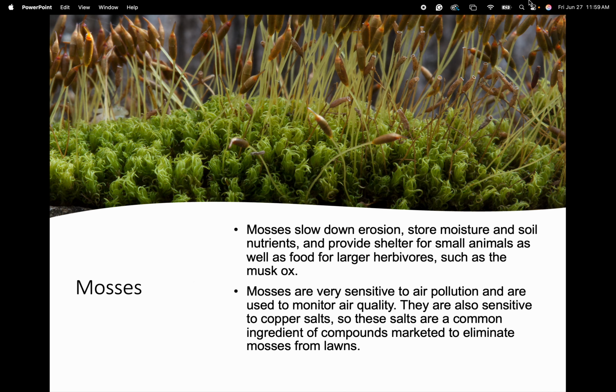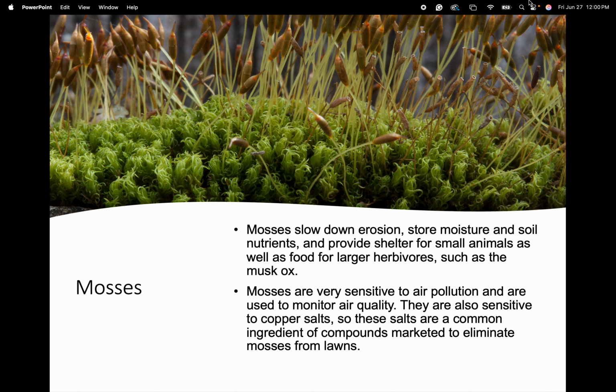Lastly, we have mosses, which are very important ecologically as they slow down soil erosion. They are highly dependent on water, so they are able to store moisture and also nutrients present in the soil. They also provide shelter to small animals when in colonial organization, appearing as very distinct aggregates. They can also serve as food for some herbivores.